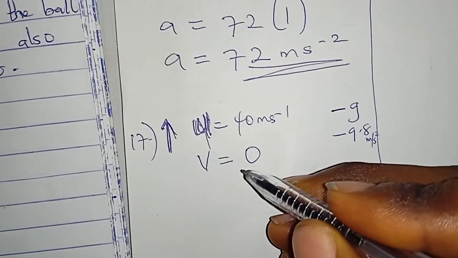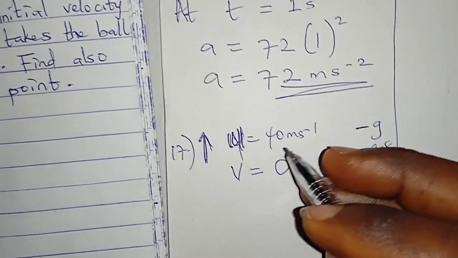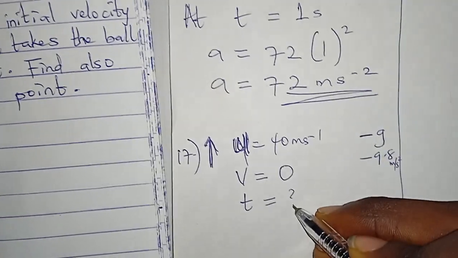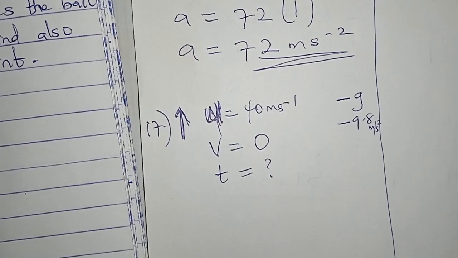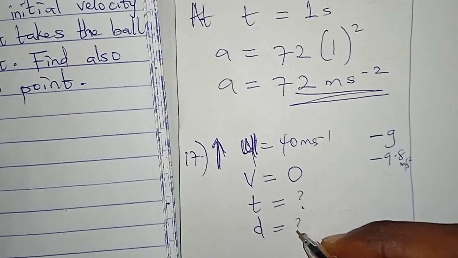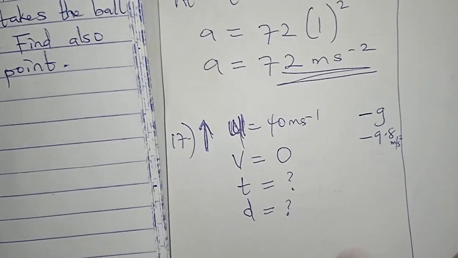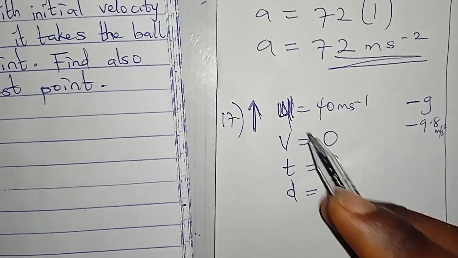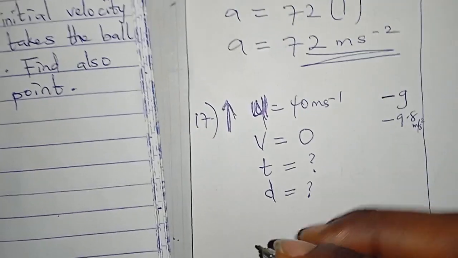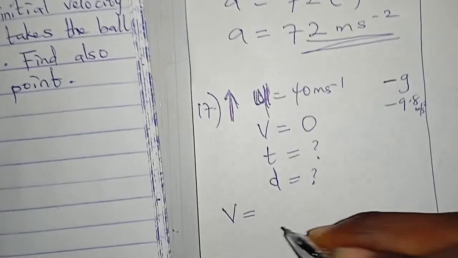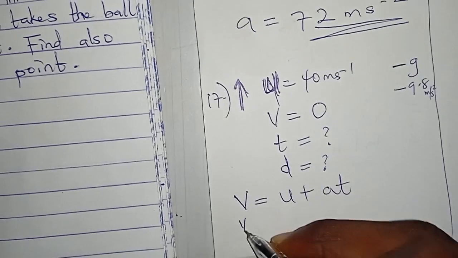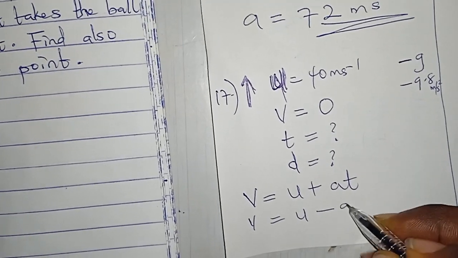They said find the time it takes the ball to reach its highest point. That is the time, small t, which I don't know. Find also the distance to this point, which I need to find too. Since I have u, I have v, and a, which is g, a constant, let me use the second equation of motion, v equals u plus at. In this case, v equals u minus gt.